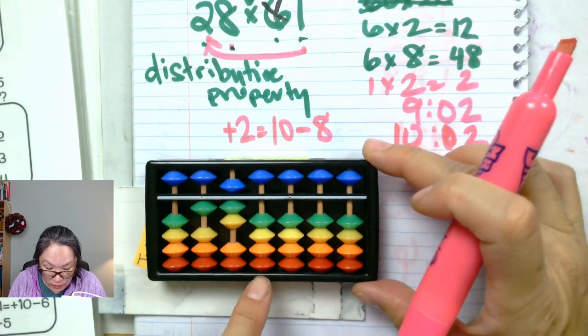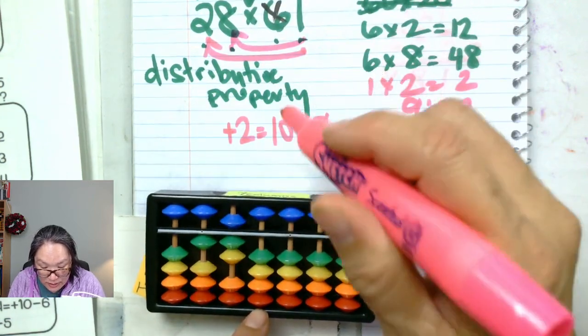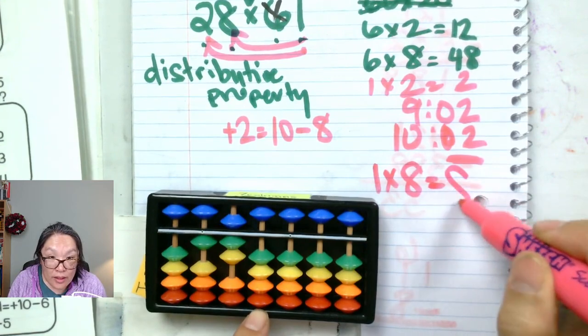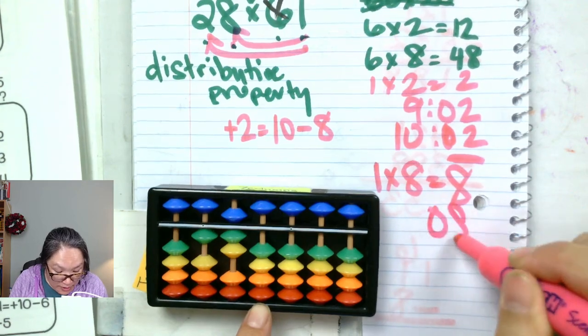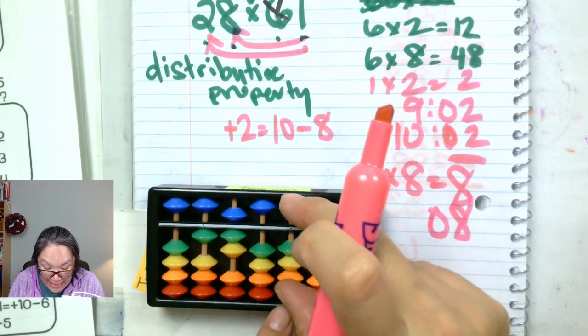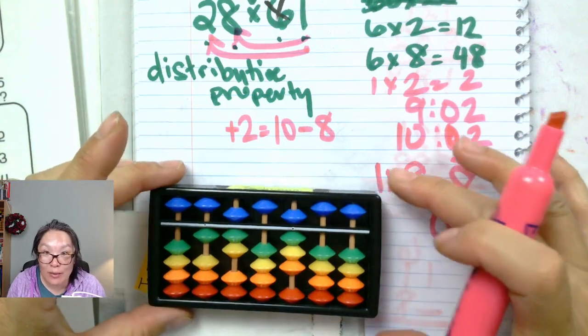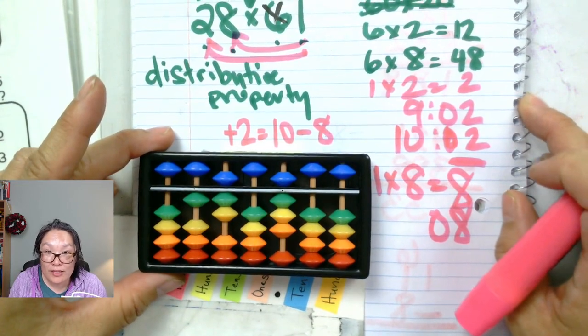Then what do we do? We're done with the 2. Now we got to do 1 times 8, which is, we know, 1 times 8 is equal to 8. 8 is a single digit. If we made it a double digit, it'd be 0, 8. Did that make sense? Because I took it slow. I'm hoping it makes sense. There was a lot of formulas involved.